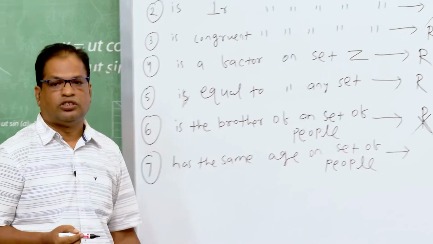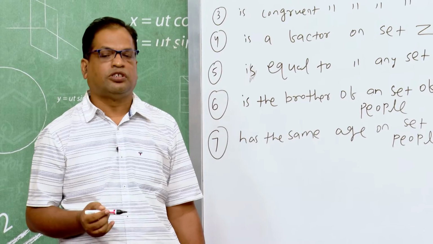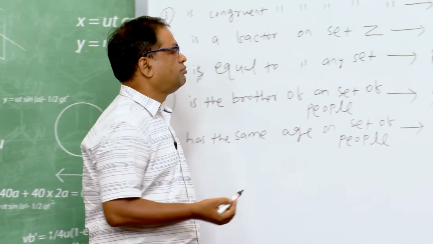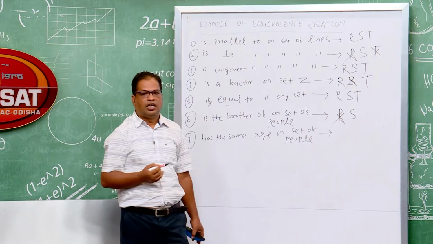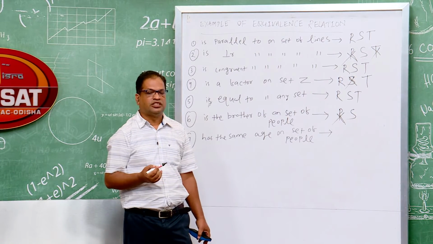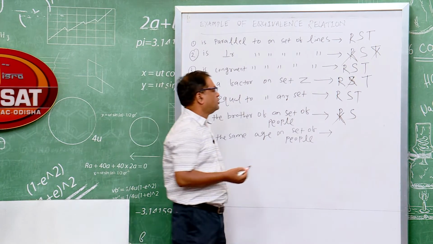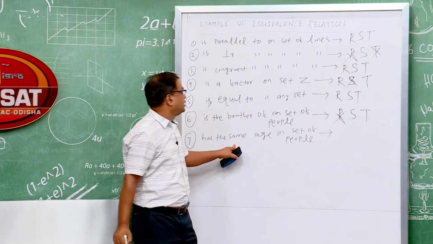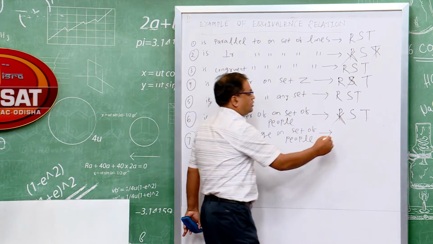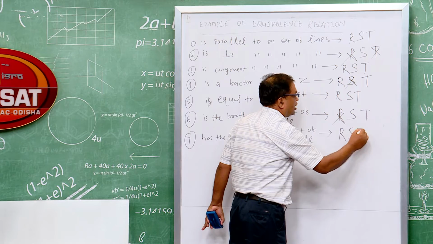But if x is the brother of y, y is the brother of x. Ramo is the brother of Samo, Samo is also the brother of Ramo. So, this is symmetric, and it is also transitive. If x is the brother of y, y is also the brother of z. So, this is transitive. It is left to you, it is actually reflexive, symmetric and transitive.